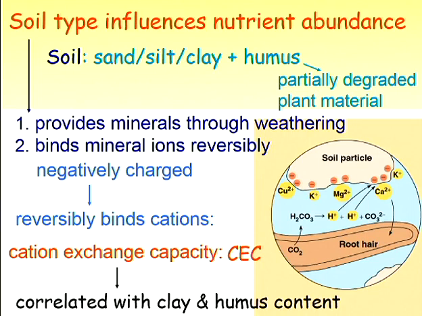They have evolved mechanisms to do that. So the higher the clay content and the higher the humus content, the higher the cation exchange capacity of the soil, which is a good thing, because that provides cations to the plants over time, and it holds on to these cations so that they don't wash out with the rain.